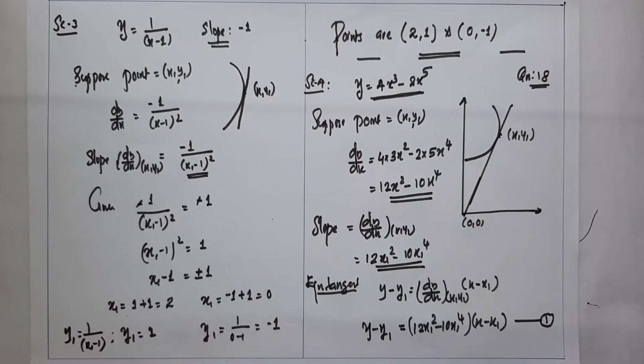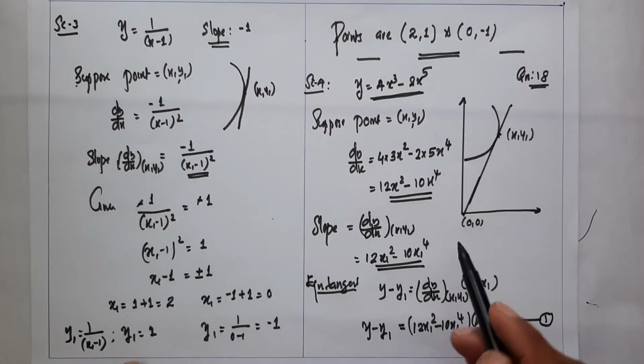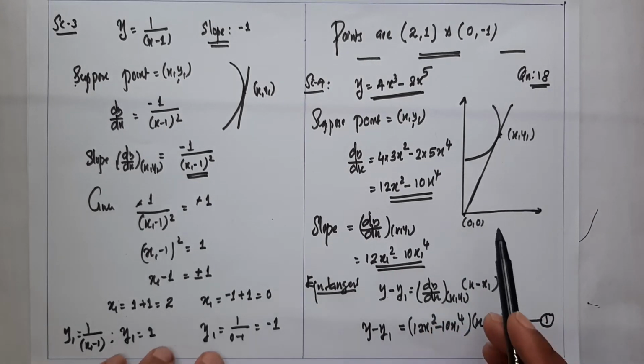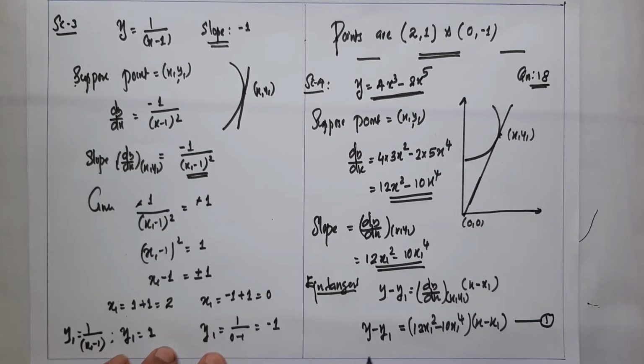Here the required point we take as x1, y1. Next we find the slope of this tangent. Using this slope, we find the equation of tangent in terms of x1, y1.